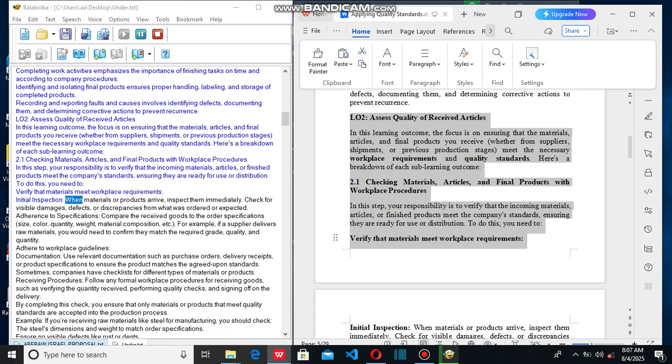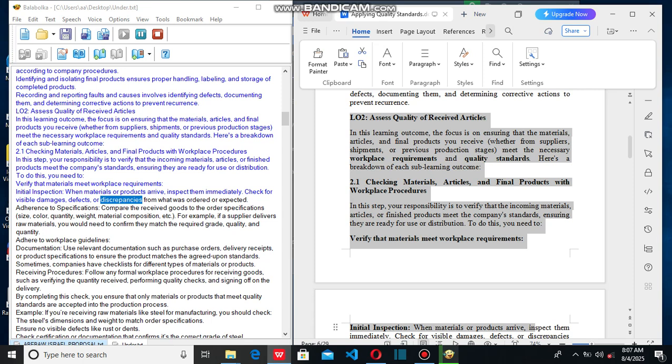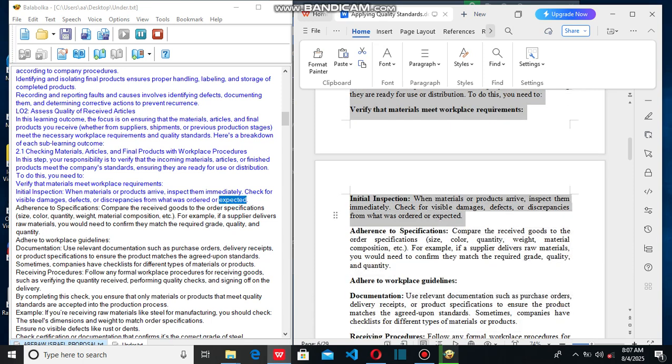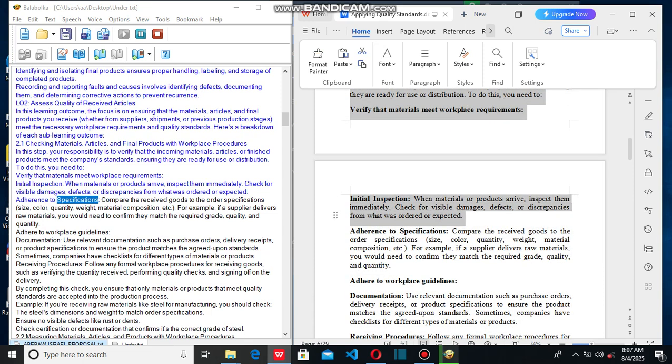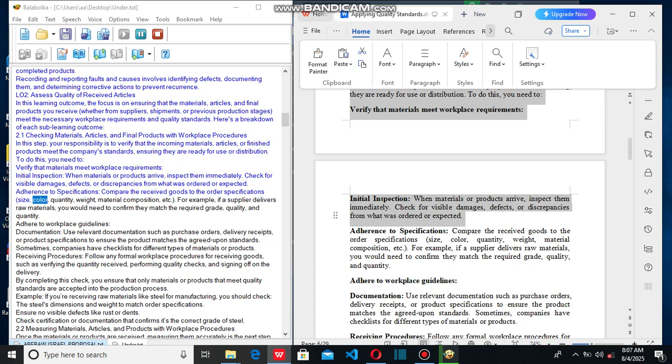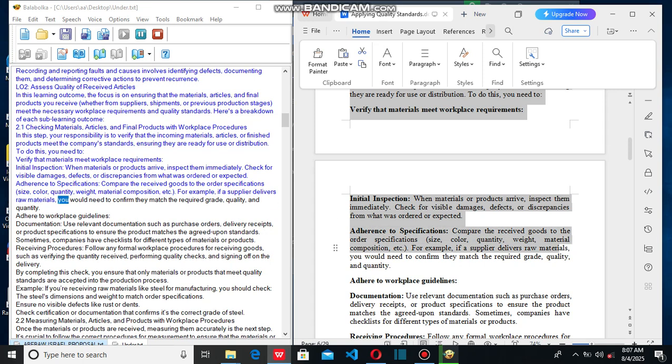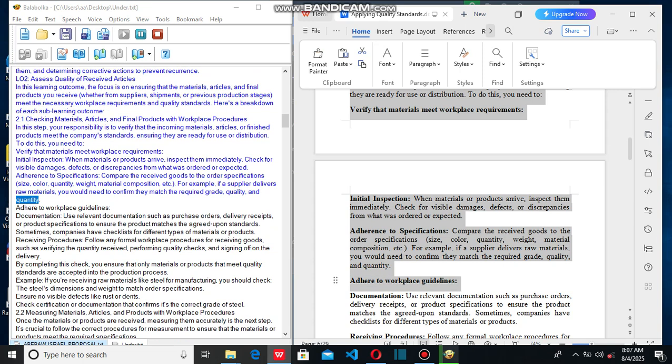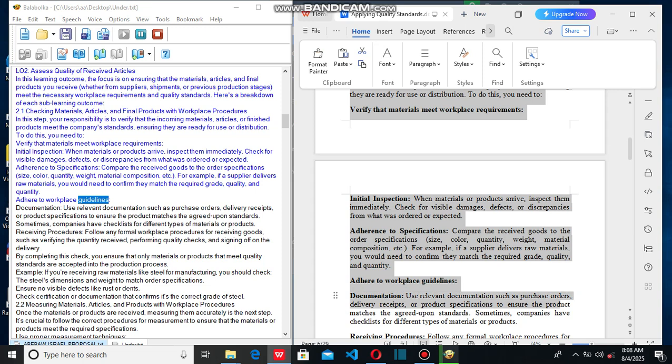Initial inspection. When materials or products arrive, inspect them immediately. Check for visible damages, defects, or discrepancies from what was ordered or expected. Adherence to specifications. Compare the received goods to the order specifications: size, color, quantity, weight, material composition, etc. For example, if a supplier delivers raw materials, you would need to confirm they match the required grade, quality, and quantity. Adhere to workplace guidelines.